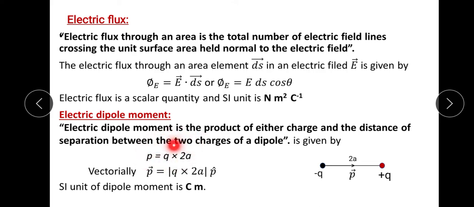Now, if I write the vector equation of this, the vector p will be equal to q into 2a into p cap. This p cap is a unit vector which is always directed from negative charge to positive charge. That is the direction of a dipole moment. The direction of dipole moment is always directed from negative charge to positive charge along the dipole axis. This is called the dipole axis. Now, the SI unit of dipole moment is coulomb meter. And dipole moment is a vector quantity. So you can understand by the equation itself, electric dipole moment is a vector quantity and its direction is from negative charge to positive charge.